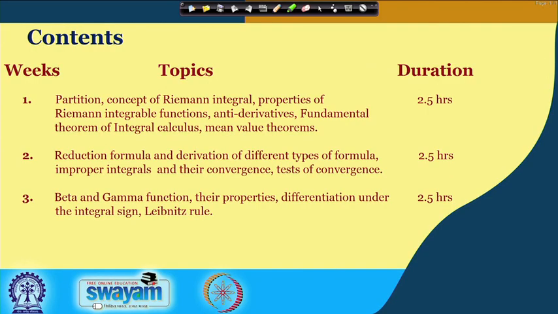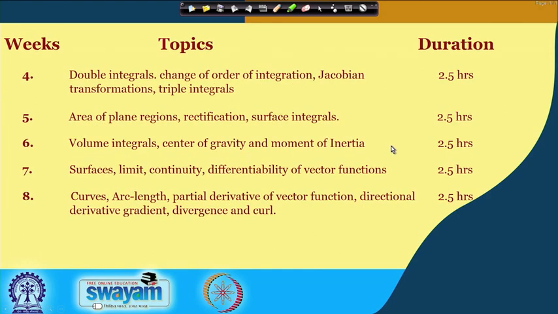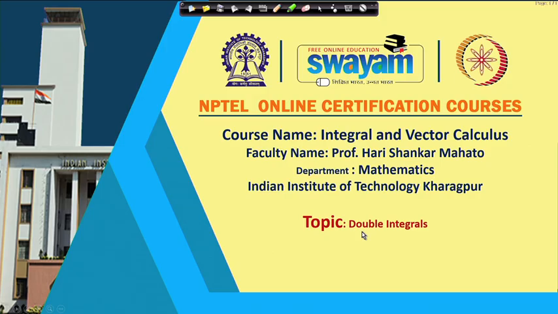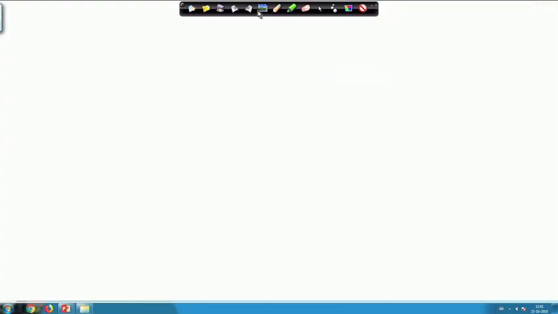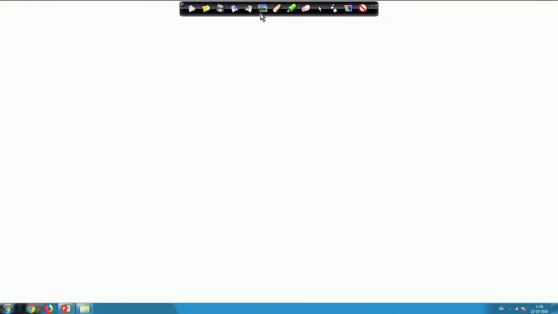So, the next topic on our agenda is double integrals, change of order of integration and things like that. Today we will start with double integrals. So what do we mean by a double integral, and how do we define a double integral?